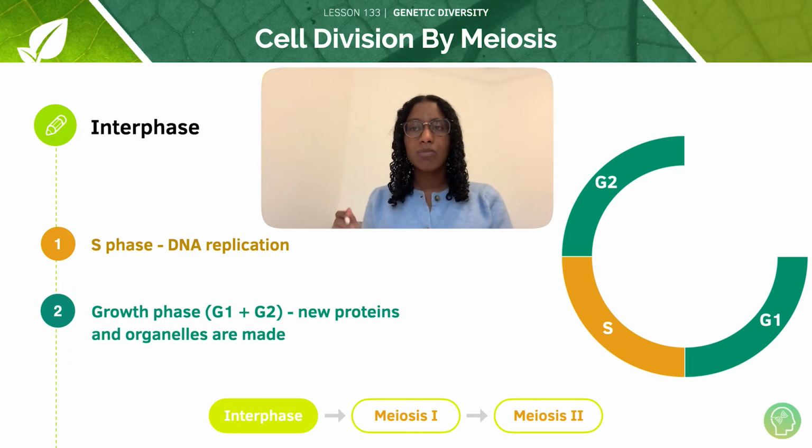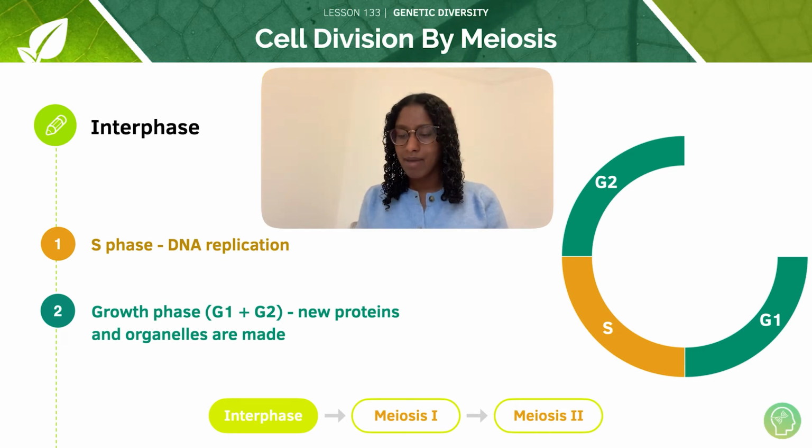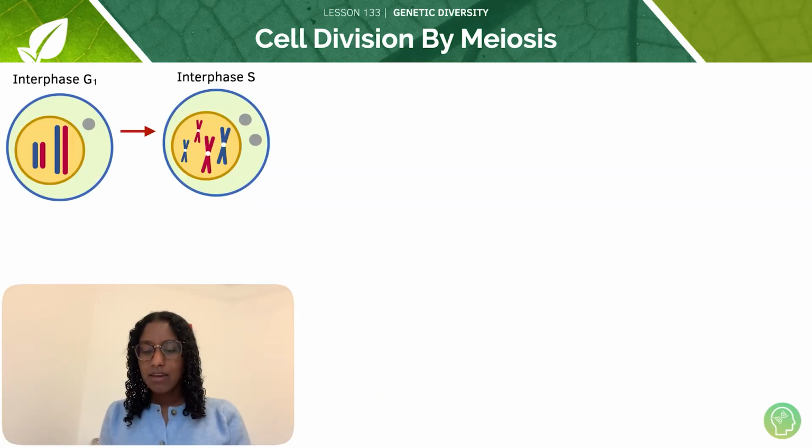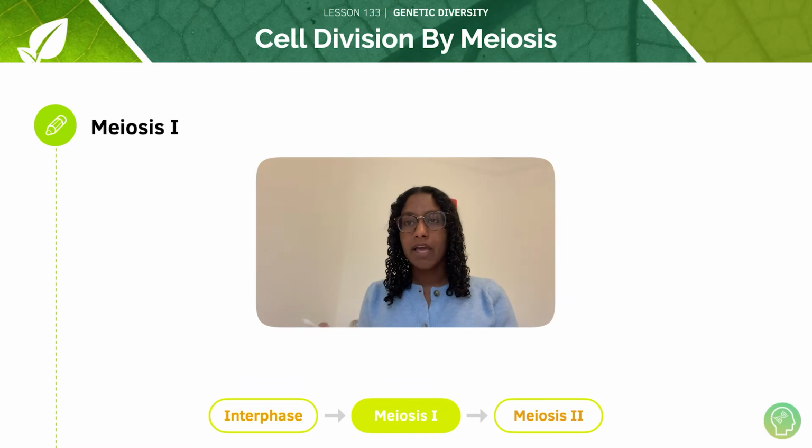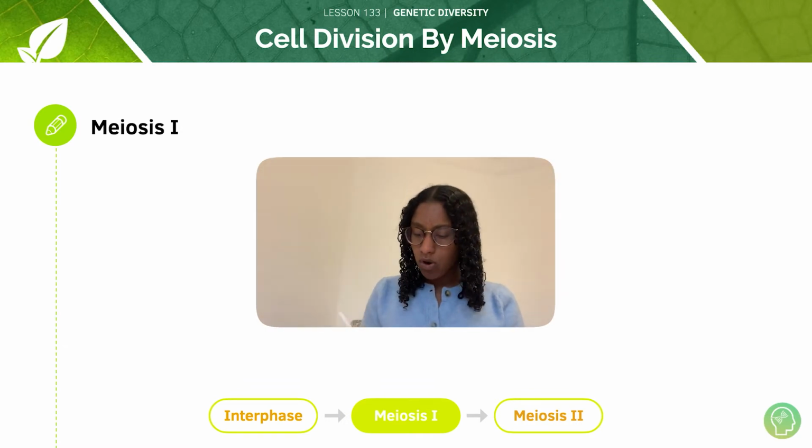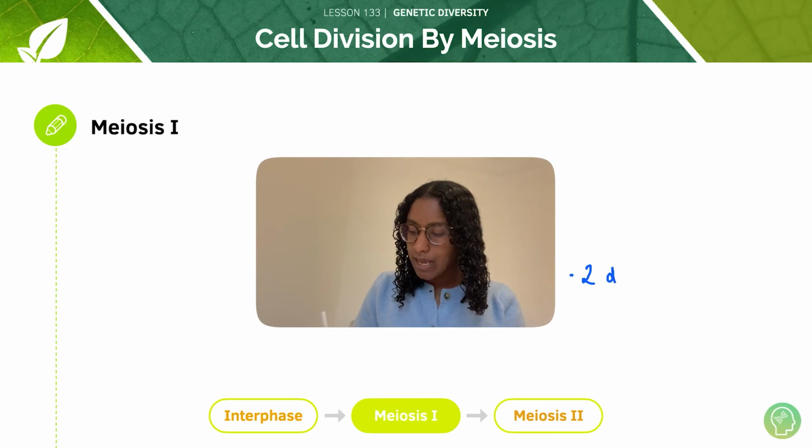So, before meiosis I, we said interphase occurs, in which there is this DNA replication and growth of the cell. And interphase consists of two phases, the S phase, which is the DNA replication phase, and the growth phase, where I said that new proteins and organelles are made. Then we go through meiosis I. Meiosis I results in the production of two diploid daughter cells.